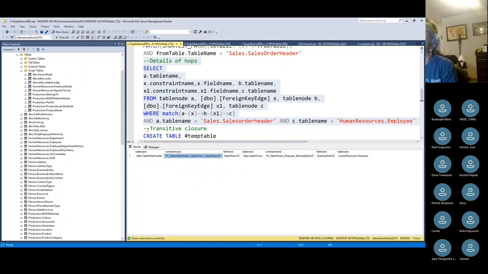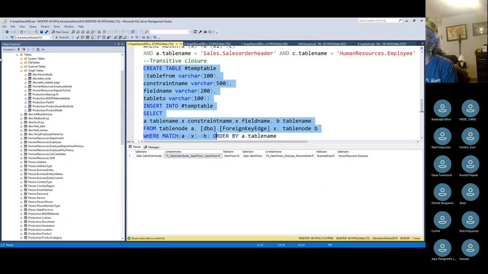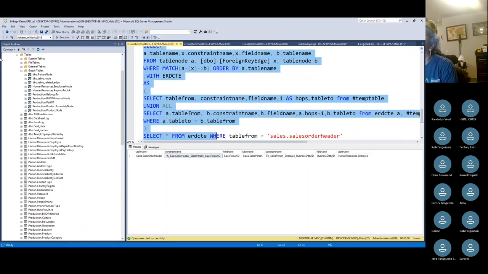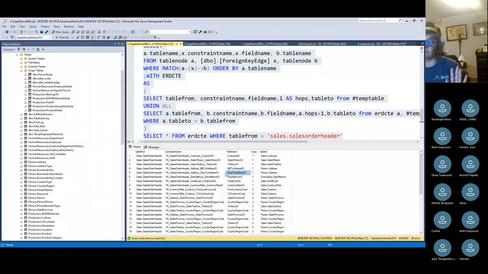What is called in the graph theory world transitive closure is how everything is connected, how each table is connected to every other table. That is called transitive closure. So for that, you have to use a CTE and code a little bit around it. And then it will tell you how many hops there are, how each table is connected to every other table. Very useful if you have a complex hierarchy and you want to traverse it and write queries.